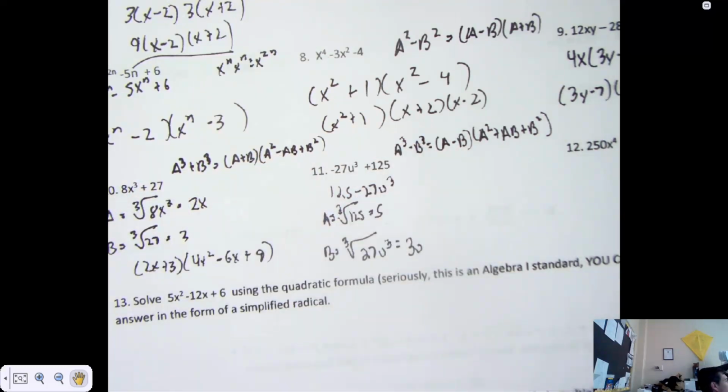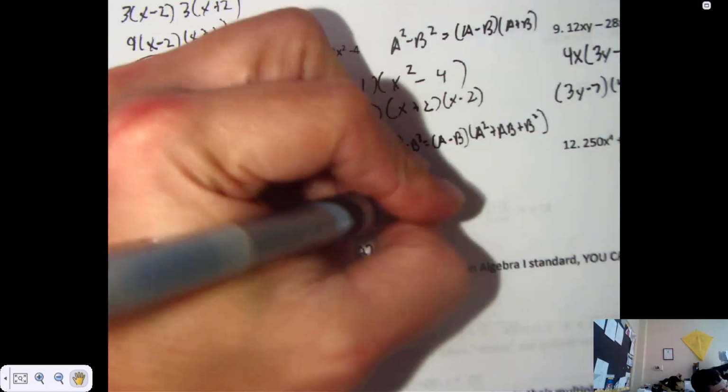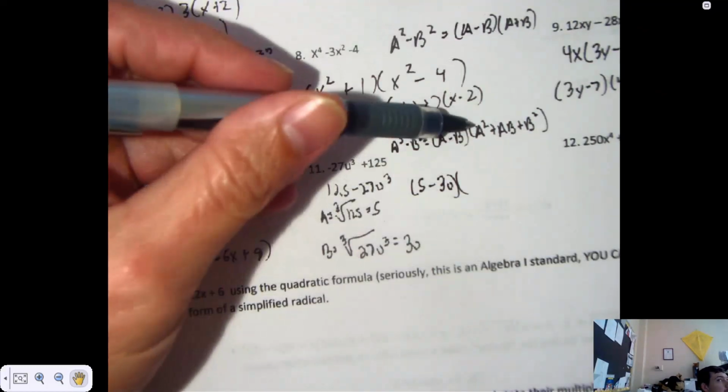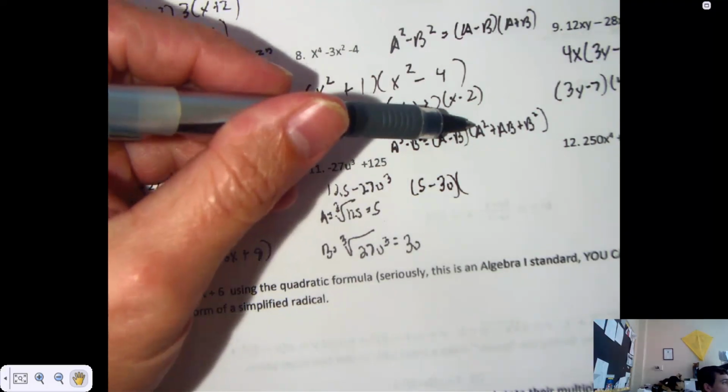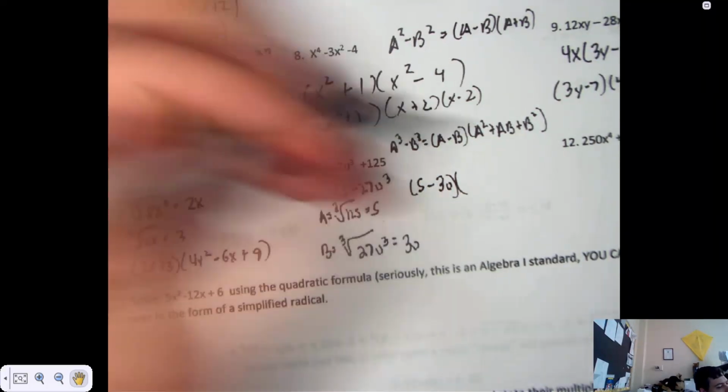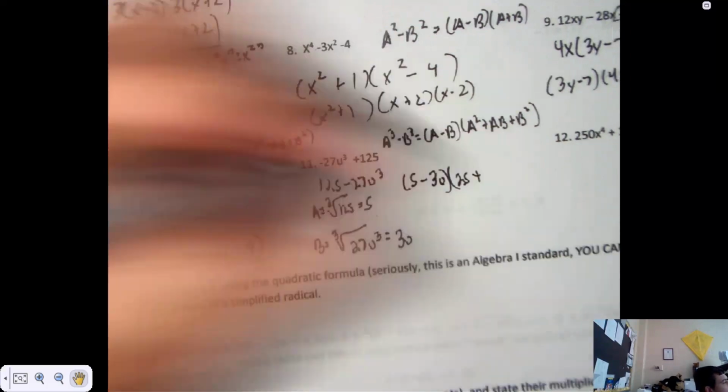You just got to plug in, kids. I know this looks kind of weird because I changed the order of the equation, but a is 5, isn't it? 5 minus 3u. What's it say I do with that 5? It's 5 squared. 25. Plus, because there's a plus on the form.